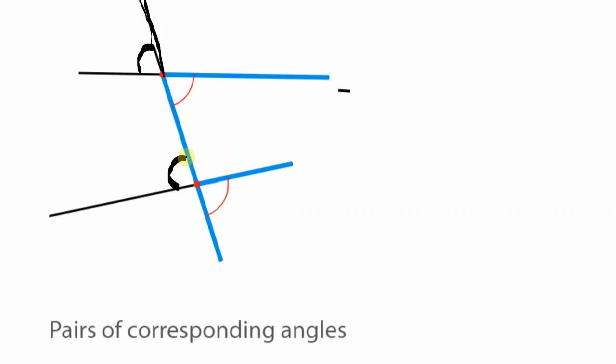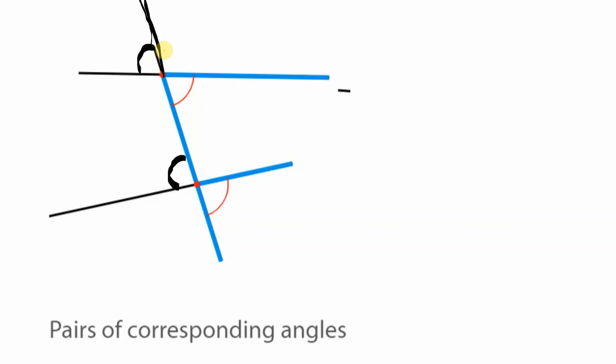So they are matching or corresponding in the sense that they are both to the left. They are also matching in the sense that if you look at the two other lines that form the transversal, this one is above it. This angle here is also above it. So that's yet another way in which they are corresponding. We can even find other corresponding angles.